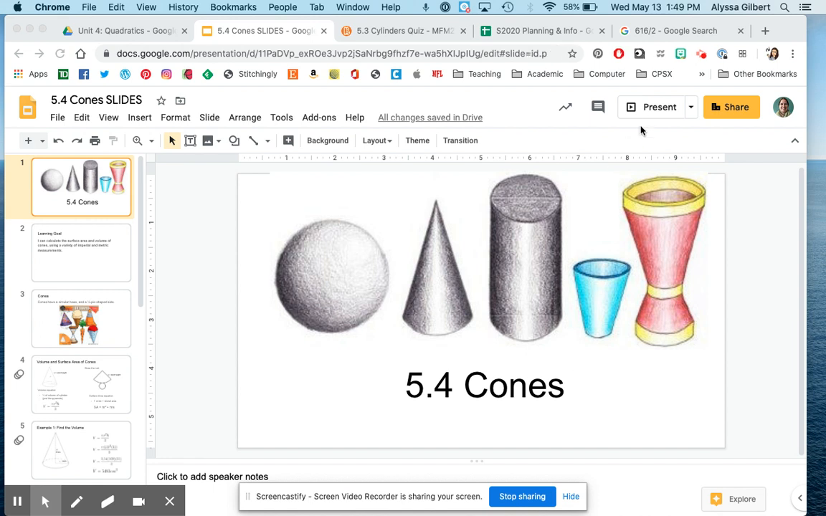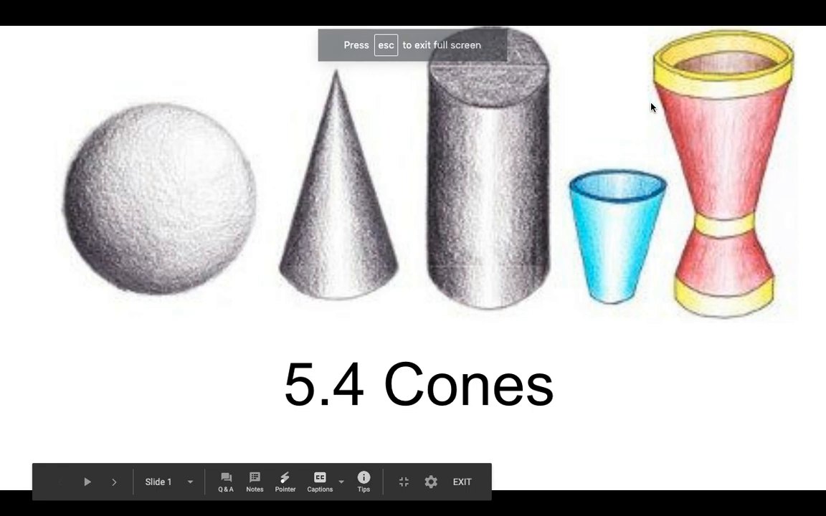Hello, 2Ps. Today we are doing our fourth lesson in the geometry measurements unit, and we are doing cones. So cones are related to cylinders the same way that pyramids are related to prisms.